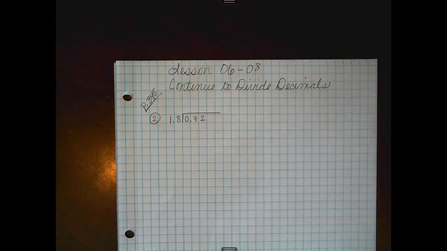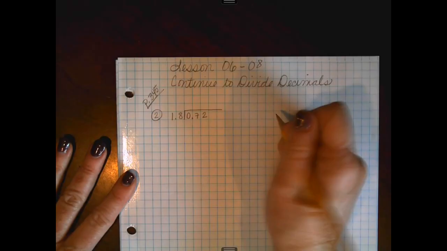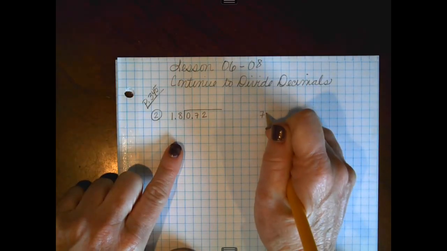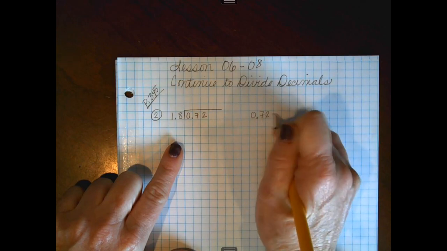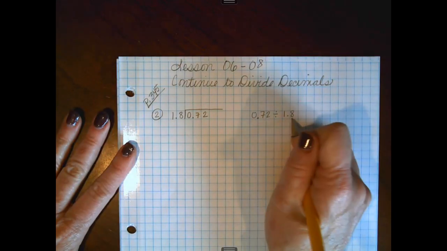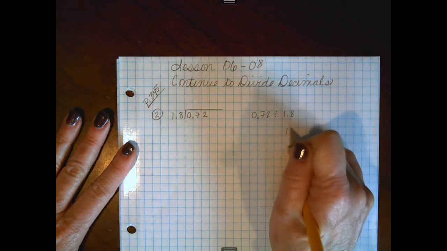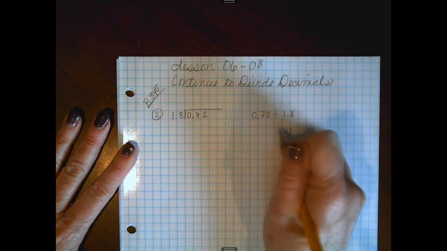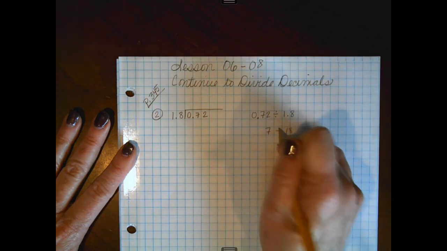All right, so everybody, let's first of all get a little bit of an estimate. So I am looking at 72 hundredths divided by 1/8. All right, that to me, I'm thinking of this as 18. So I'm moving the decimal place one place to the right. So I'm dividing 7 by 18.